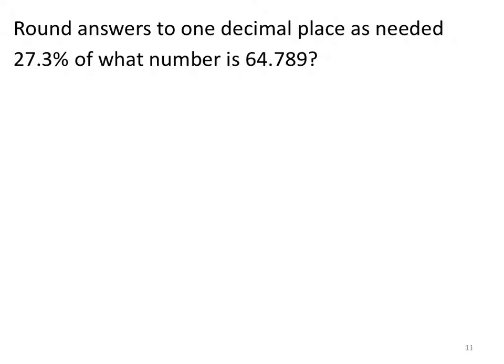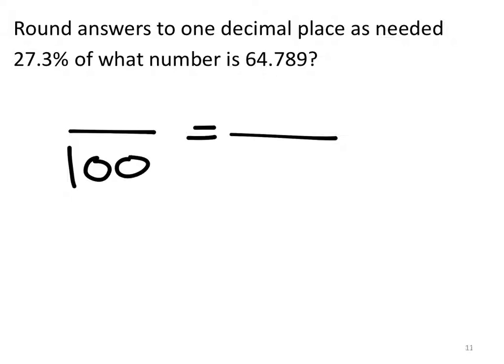All right, another good one. Round answers to 1 decimal place. 27.3% of what number is 64.789? That's a lot of decimal places, but whatever. So I'm going to set this up once again, percent proportion, and I've always got that denominator that's 100. In this case, they gave us the percent here at 27.3%. So I'll just write that in over the 100 because the percent is always over 100.